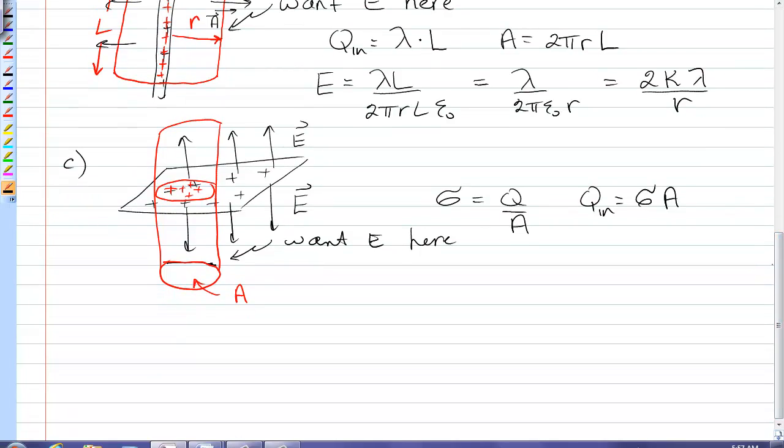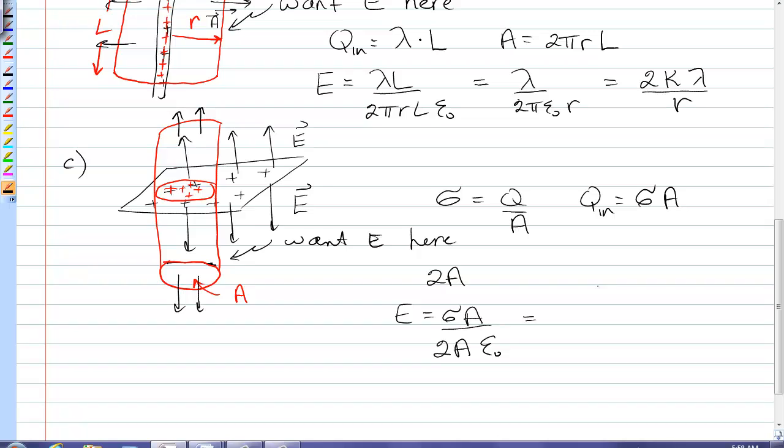Now the surfaces through which the electric field pierces parallel to the area vector are just the top and bottom areas of the cylinder, and there are two of them. So our area is actually going to be 2 times A, which is the area of the bottom and top of that Gaussian cylinder. So if we put that together into Gauss's law, we get that Q in is sigma A. The two surface areas through which the electric field pierces is 2A.